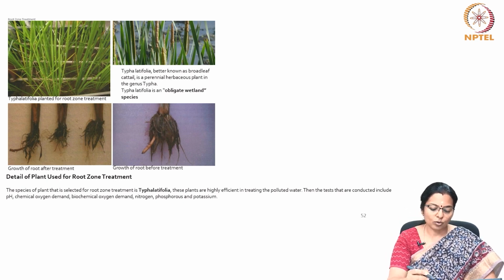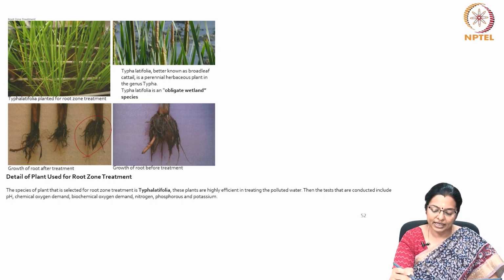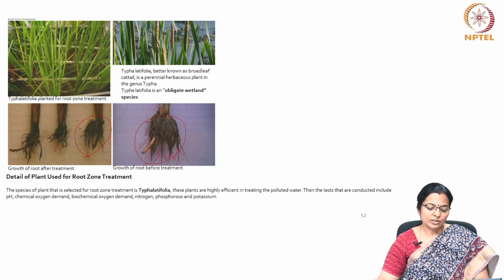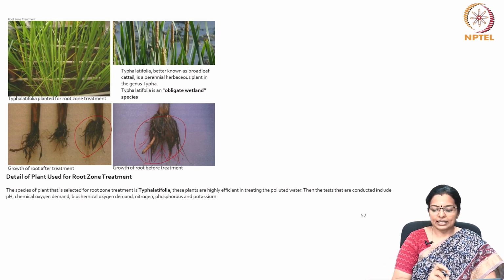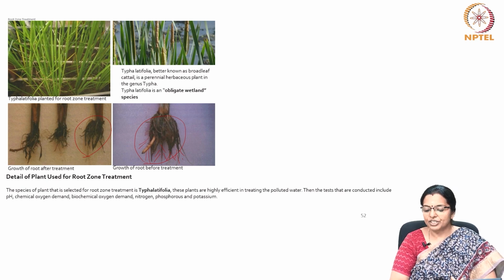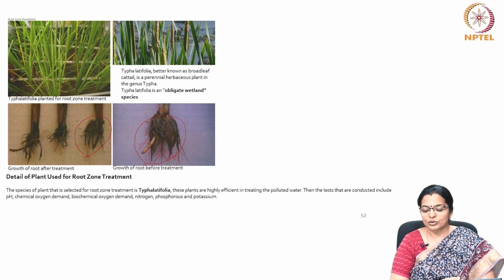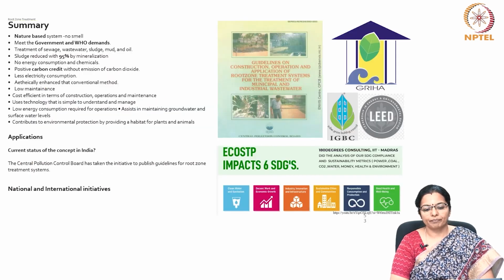So this is the growth of the root after treatment and this is the growth of the root before treatment. After treatment, a number of fibrous roots emerge from each of these roots. So this species of plant is highly efficient in treating the polluted water. Then the tests that are conducted include pH value, chemical oxygen demand, biochemical oxygen demand, nitrogen, phosphorus and potassium.